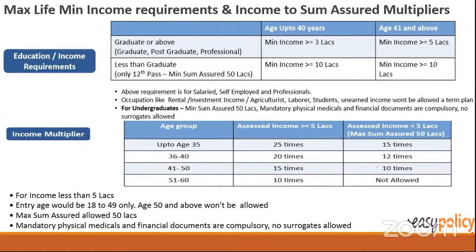So for 36 to 40 it is 20 times, and if income is less than 5 lakhs, it's 12 times. For 41 to 50, it's 15, and 10. For 51 to 60, 10 times. And if income is less than 5 lakhs, 51 to 60 is not allowed. So we must remember this.